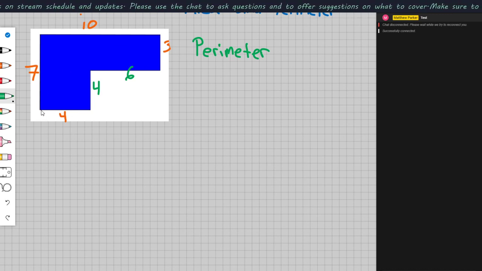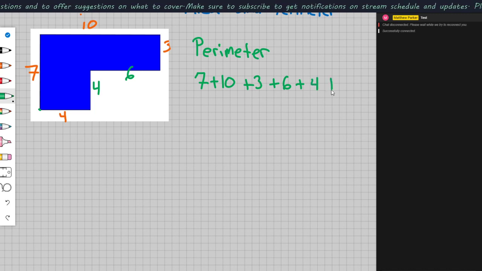So I usually tell you to pick a corner. I'm going to start at this corner down here, go clockwise, and then start to add them all up. So 7 plus 10 plus 3 plus 6 plus 4, and it's best to go through and put a little check mark to make sure that you got all the sides, because sometimes you may forget a side. So yep, now I'm just going to add them up straight across.